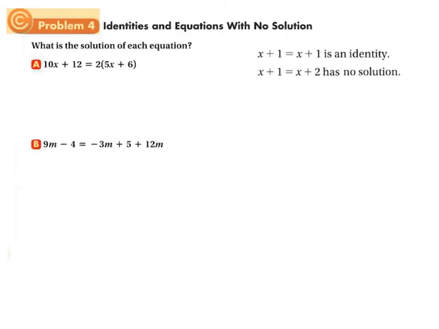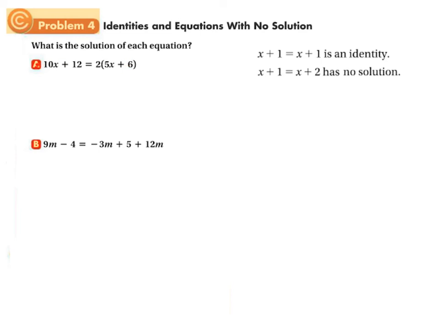All right. Notice just here, I've copied this over here. If it's the same on both sides, it's an identity. If it's different on both sides, it's no solution, assuming that we have the same amount of the variable. So what is the solution? Do we have identities or no solutions for these?